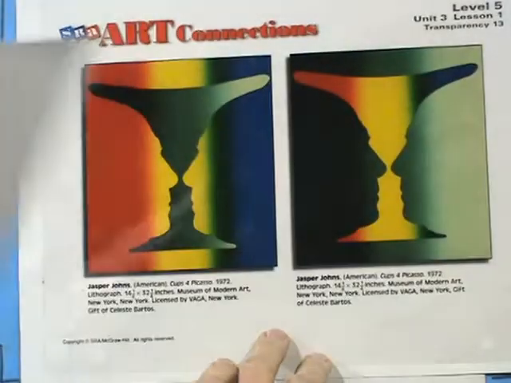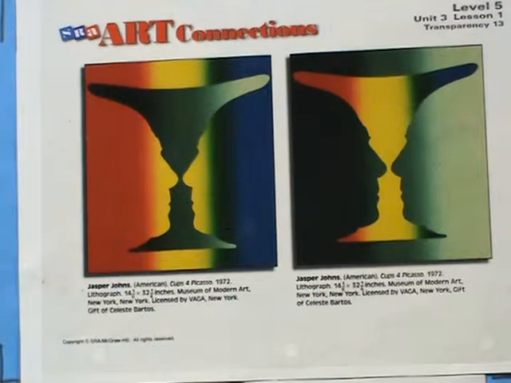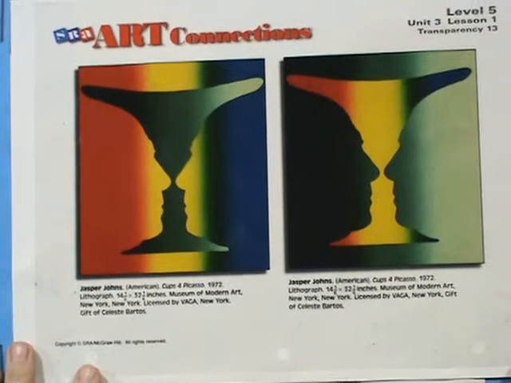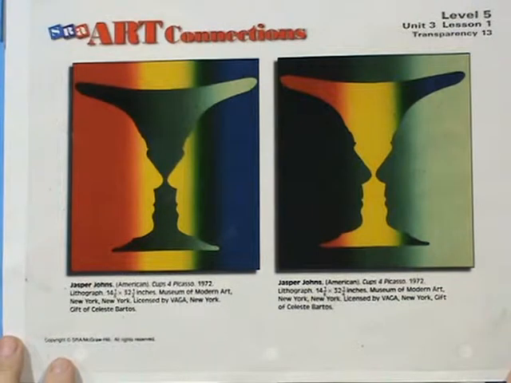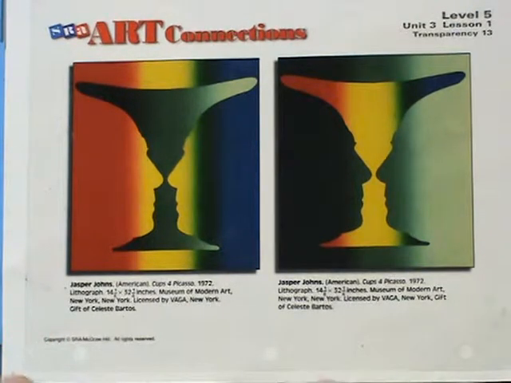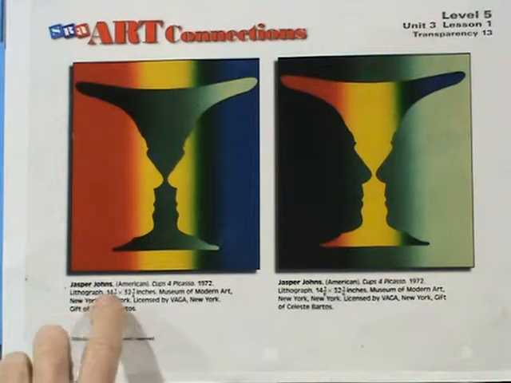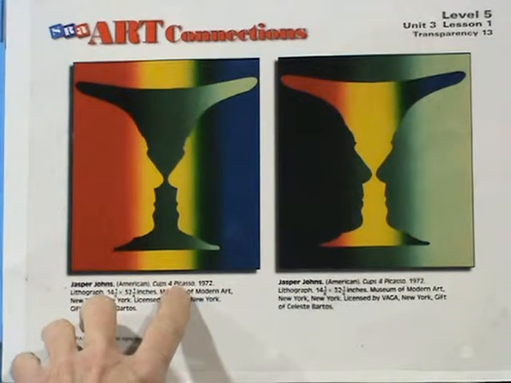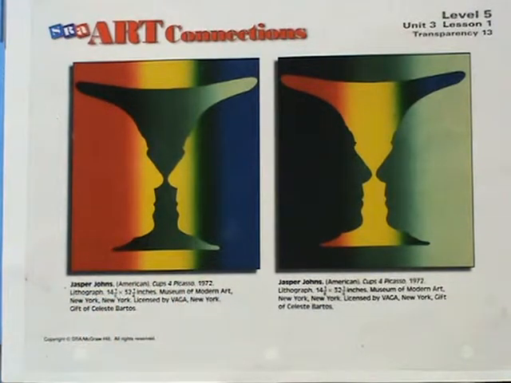And then we take a look at this one by Jasper Johns, certainly one of the best known of the living artists. And they look at it, we read the title, Cups 4, number 4, Picasso, and slowly they start seeing, oh wow, there's faces there, along with this kind of trophy called a loving cup.